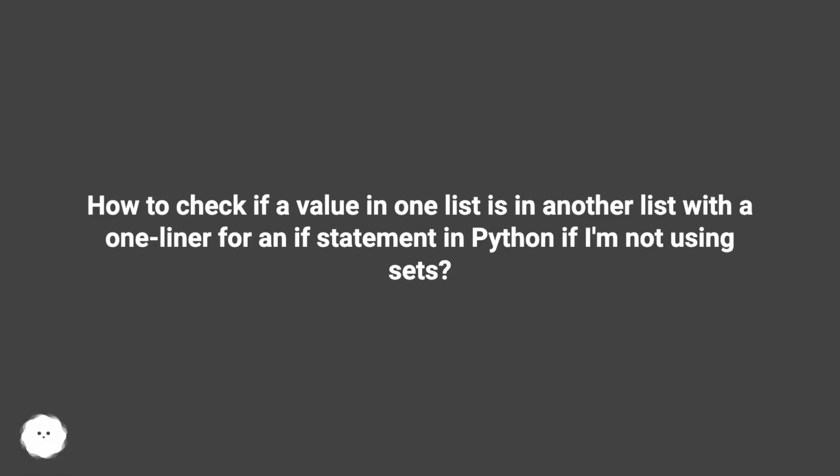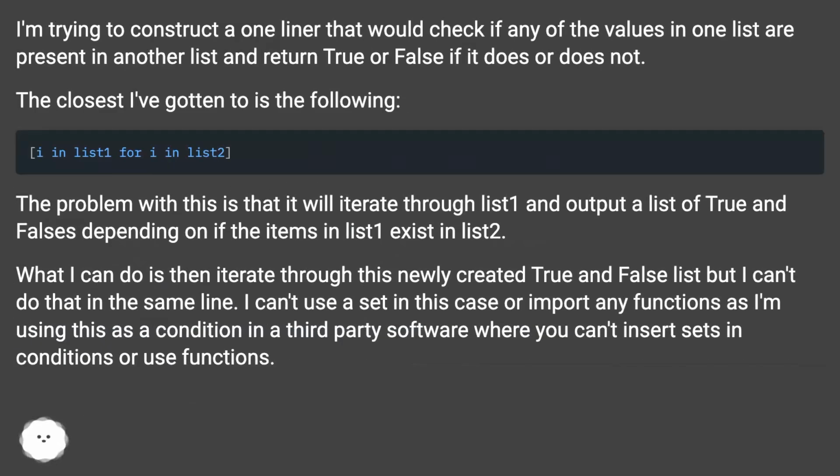How to check if a value in one list is in another list with a one-liner for an if statement in Python if I'm not using sets. I'm trying to construct a one-liner that would check if any of the values in one list are present in another list and return true or false if it does or does not. The closest I've gotten to is the following.